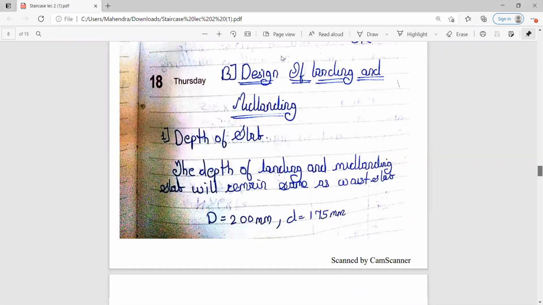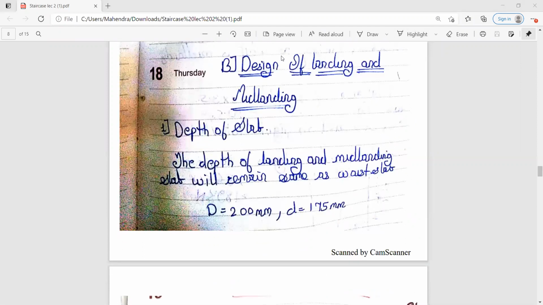Now we'll start with the design of landing and mid landing. That is our Part B. We are continuing with yesterday's sum only. Those who were not there yesterday, you can leave the starting 2 to 3 pages and start with Part B, that is the design of landing and mid landing.